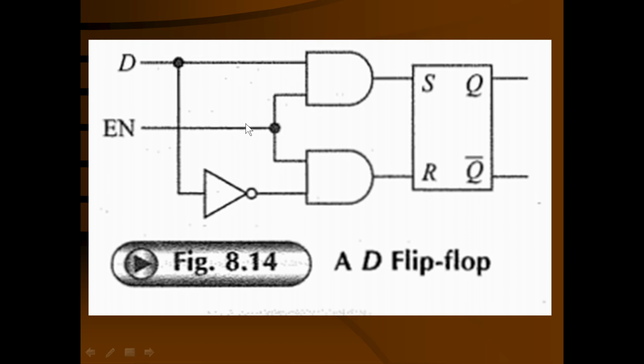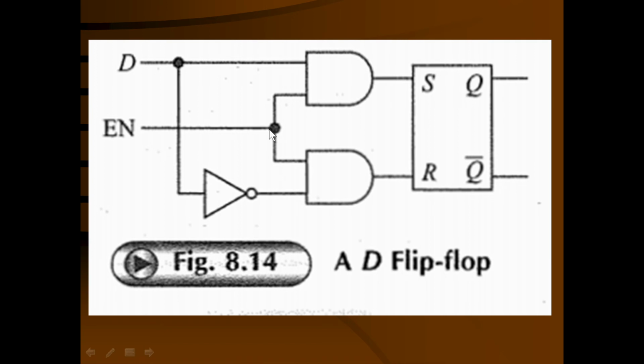So whenever the enable input is going to be low, you can change the data input. If it is 0, you can make it 1, or if it is 1, you can make it 0, but it will not affect the flip-flop output. The output retains the last value. So you can change the input value D without affecting the output value of the flip-flop.